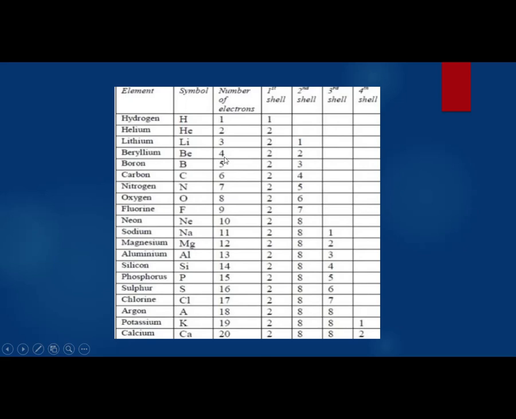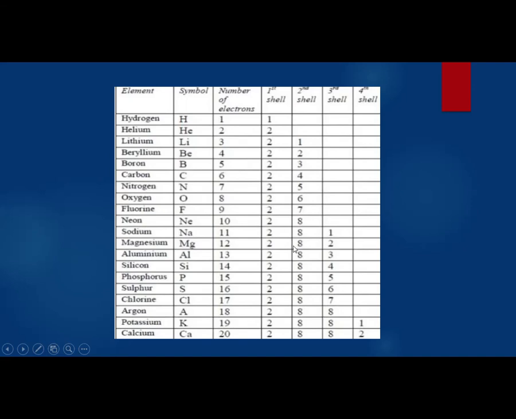Then beryllium, 4: 2 in the first shell, and the rest of 2 will move to the next shell. Then boron, the number of electrons, or the atomic number, is 5: 2 in the first shell, 3 in the next shell. Carbon 2, 4, then nitrogen 2, 5, then oxygen 2, 6, then fluorine 2, 7, and then neon 2, 8.